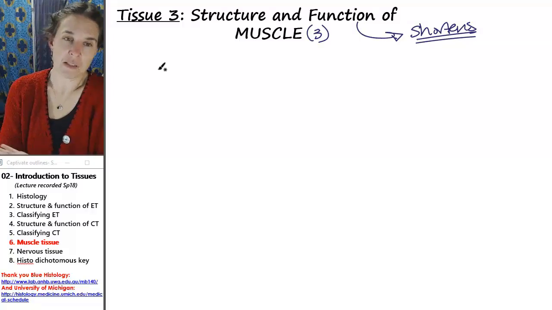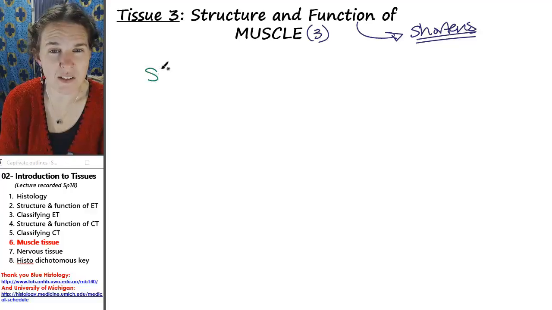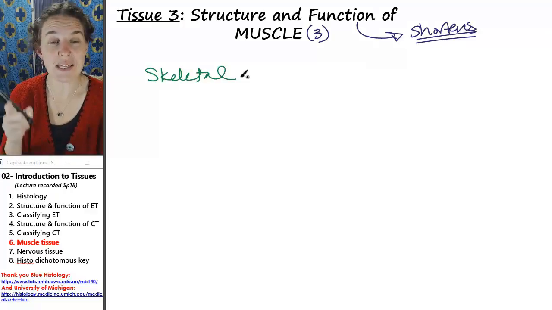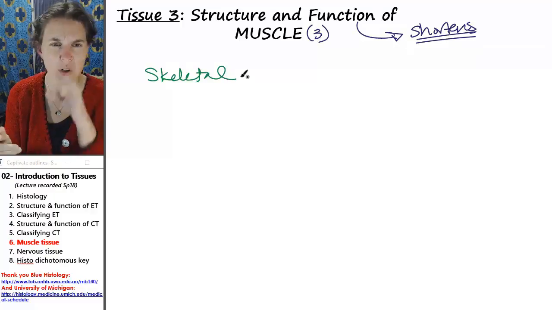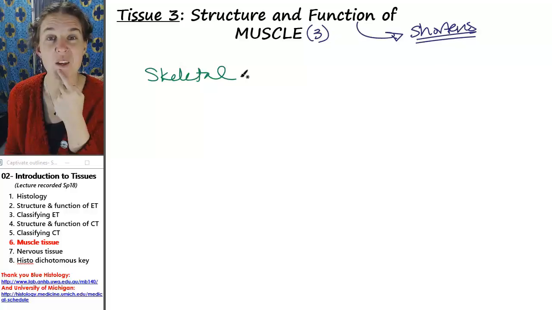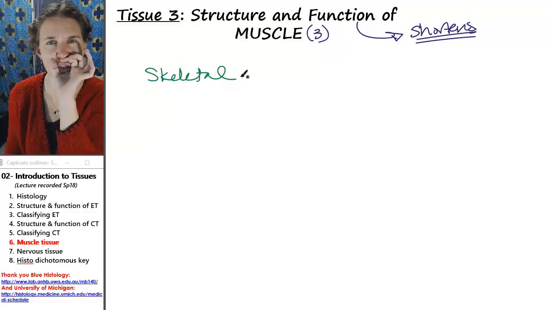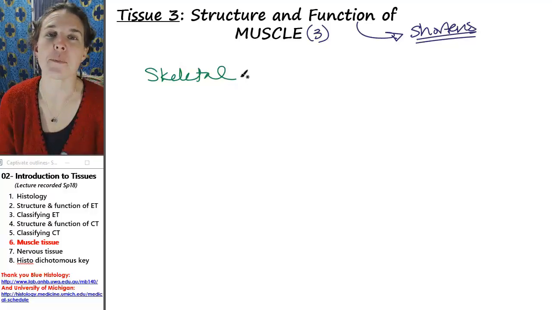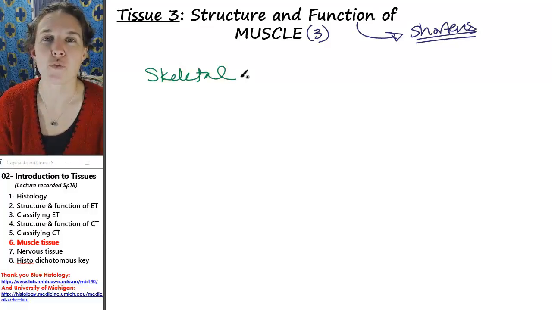The muscle tissue that I just demonstrated is skeletal muscle. Skeletal muscle is attached to bone most of the time, but actually not always. The orbicularis oris is a circular muscle that surrounds your lips and makes it so you can make a kissing move.